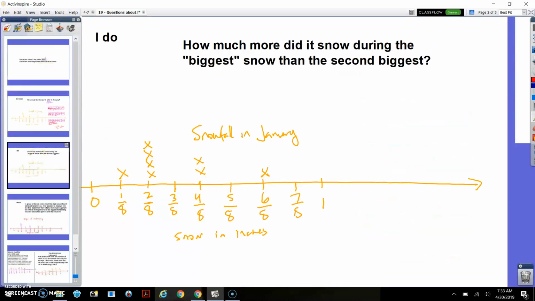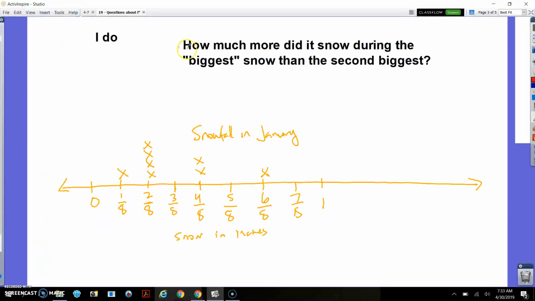Today, I'm going to change the question a little bit. And they're going to sound like this. Say, how much more did it snow during the biggest snow than the second biggest snow? So how much more? That sounds like we're comparing, right? Comparing the biggest snow to the second biggest snow, this one, to one of these two. And when we compare things, that is usually an indication we want to subtract. How much more was the biggest than the next biggest?